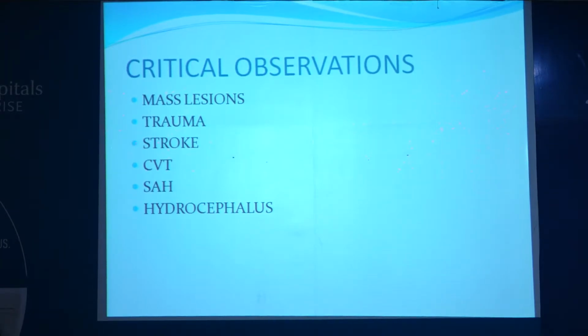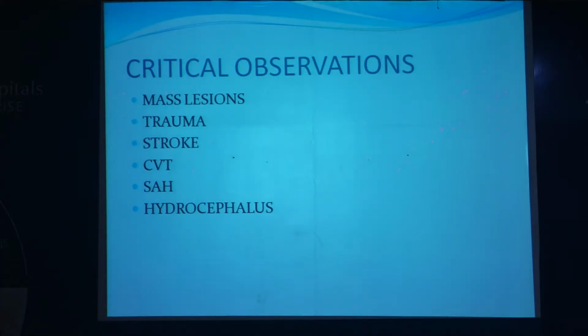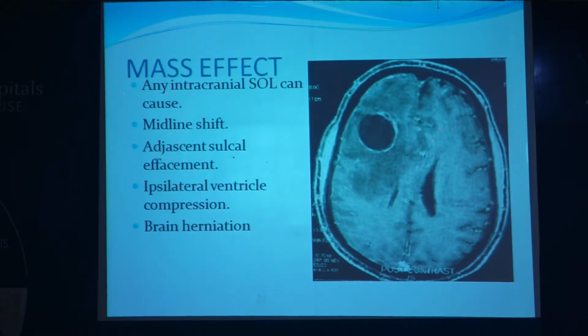What are the critical observations? Any mass lesions, trauma, stroke, cerebral venous thrombosis, subarachnoid hemorrhage, or hydrocephalus can cause mass effect. So what is a mass effect? Any intracranial space occupying lesion can cause a mass effect, and what are the features you can see on CT and MR that we can call mass effect?